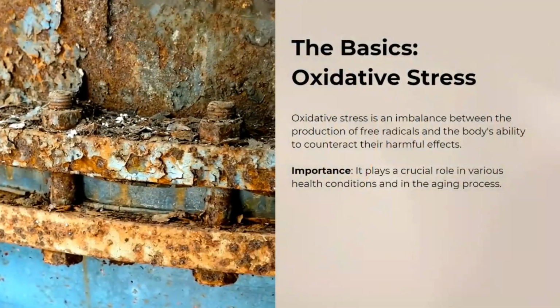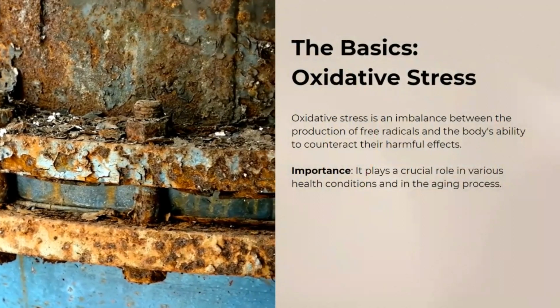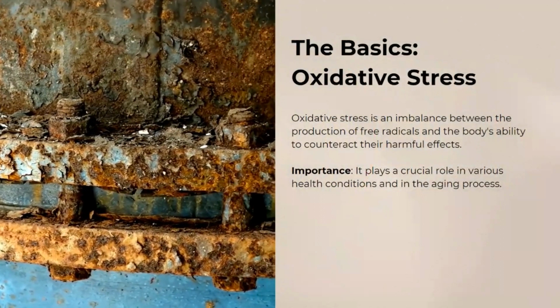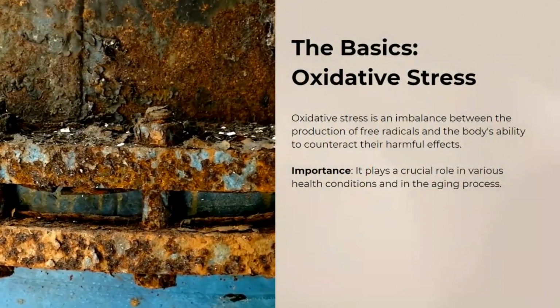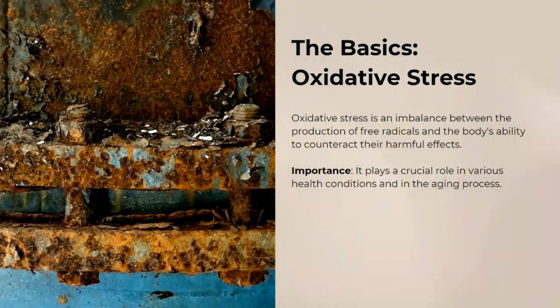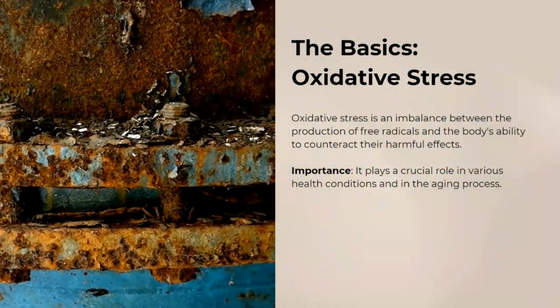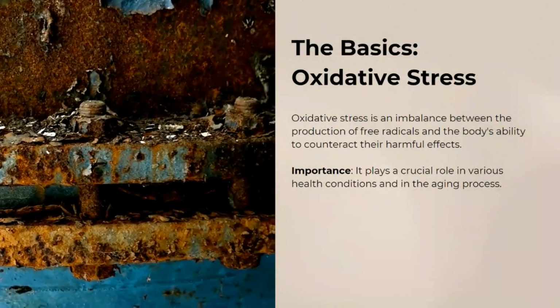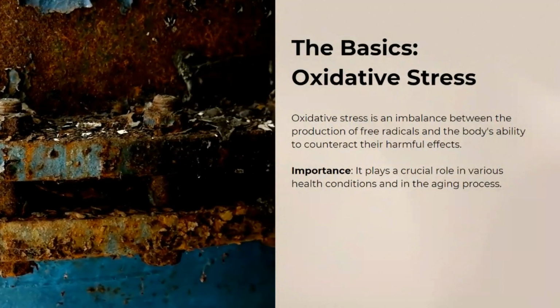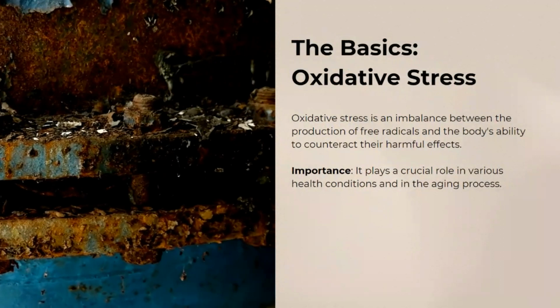So, with that, let's discuss the basics of oxidative stress. When I think about oxidative stress, I think about rust. First of all, what is oxidative stress and how does it occur? The simple answer is oxidative stress develops when you have too many free radicals and not enough antioxidants in your body. Now, this imbalance can cause damage to organs and tissues and result in various diseases.